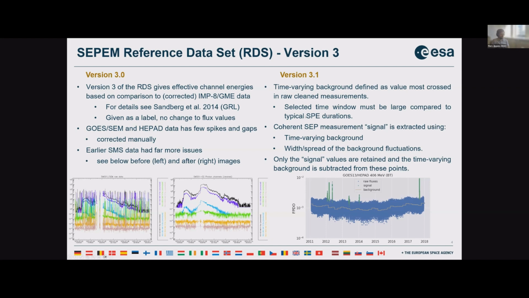Version 3.1, then, is where we want to extract what we call the signal. So that's not the GCRs, but the SEP signal. Again, Ingmar has developed a method for doing this. It relates to a background level, but it's also a statistical significance of what we're seeing above that background level. On the basis of this, we have a background subtracted data set, but it's still in the channels that we received the data originally. So here you can see the before and after image for one HEPAD channel.